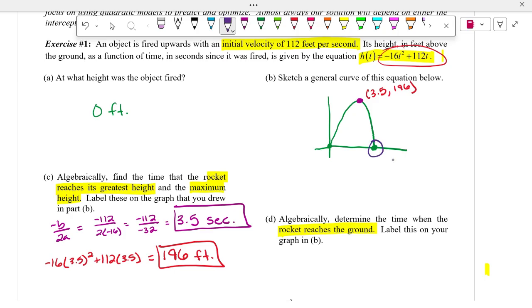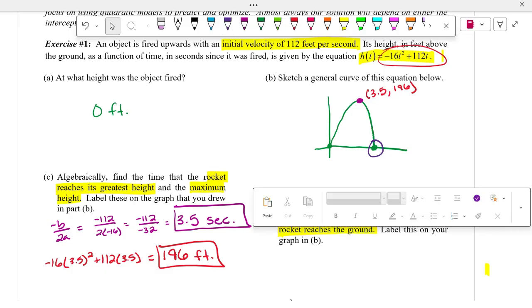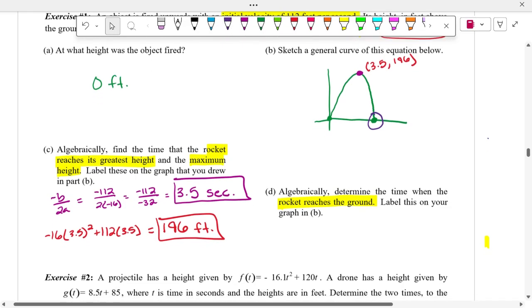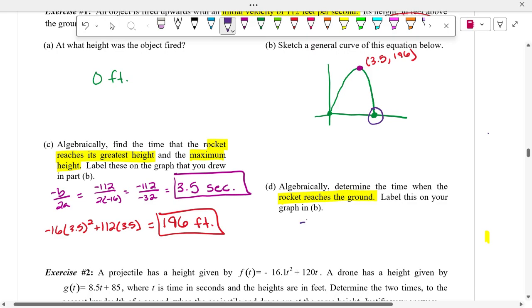The roots, specifically the positive. So in other words, we already know how to do that algebraically. What is that essentially? Solving by factoring. So I'm going to set negative 16 t squared plus 112 t equal to 0.